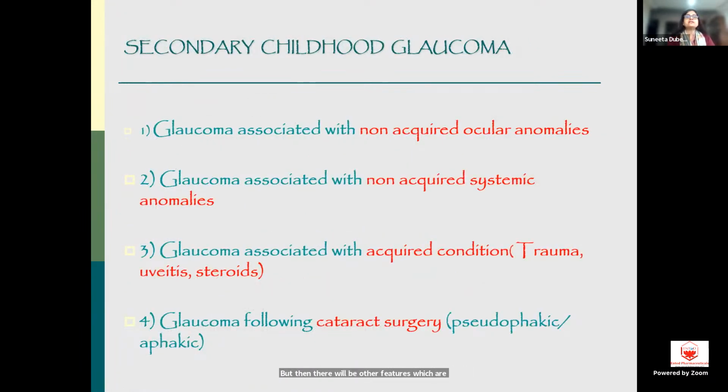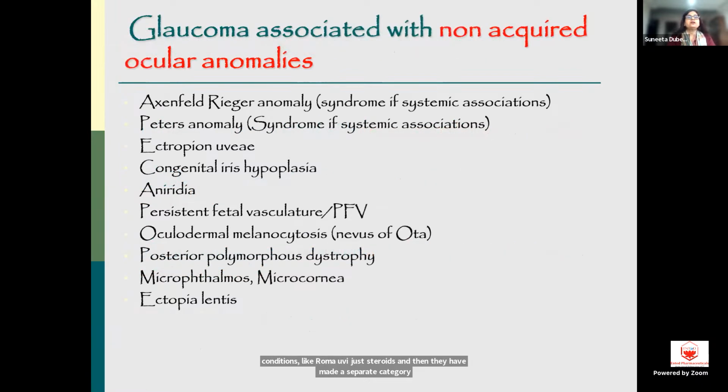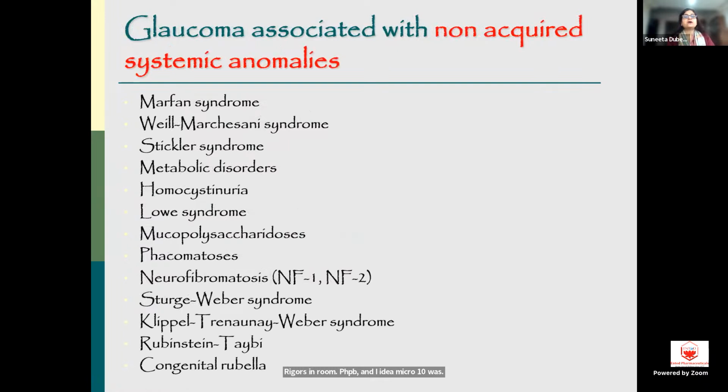After primary childhood glaucoma, there is secondary childhood glaucoma. It could be because of a non-acquired ocular anomaly, a non-acquired systemic anomaly, or acquired conditions like trauma, uveitis, steroids. And then they have made a separate category, glaucoma following cataract surgery. These are the non-acquired ocular anomalies, as we see: Peters, congenital ectropion uvea, Axenfeld-Rieger syndrome, PHPV, aniridia, microphthalmos.